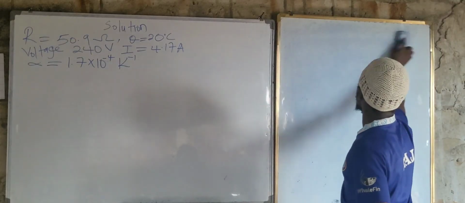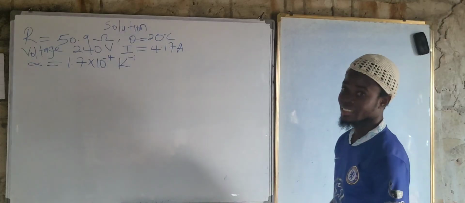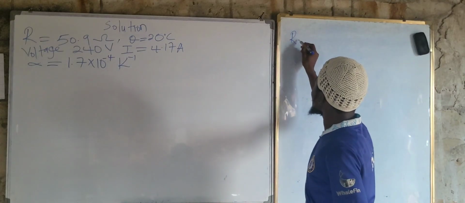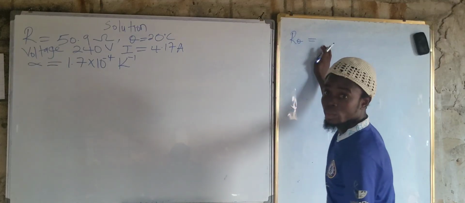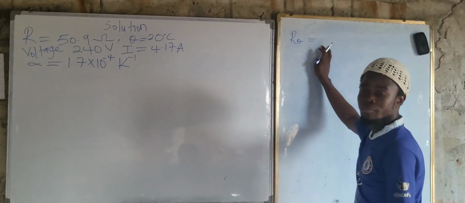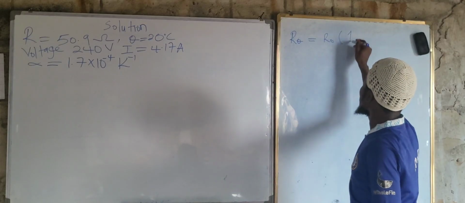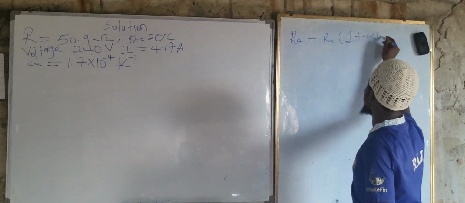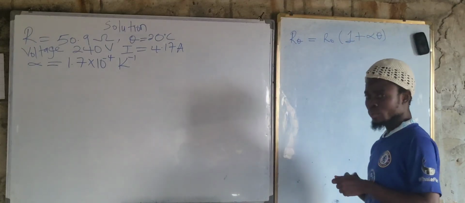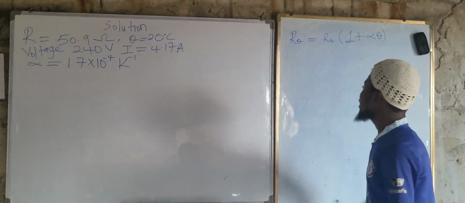The steady temperature, that's it. Theta we have to find. Look at this one here. We have R theta is equal to R0 times (1 plus alpha theta). Are we cool? Good. R theta here.